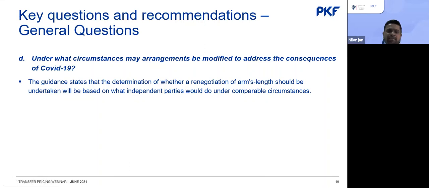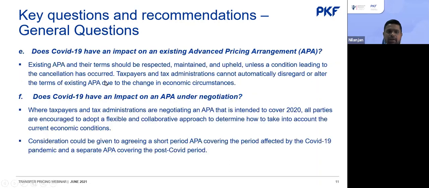Under what circumstances may arrangements be modified to address the consequences of COVID-19? So we are talking about intercompany arrangements. The guidance states that the determination of whether to renegotiate at arm's length should again be based on what independent companies would do. So we are still harping on the same point, saying that whether intercompany arrangements, intercompany pricing, intercompany policy should be modified, we should again take guidance from how independent parties would operate in a similar comparable circumstance. Let's go to the next one.